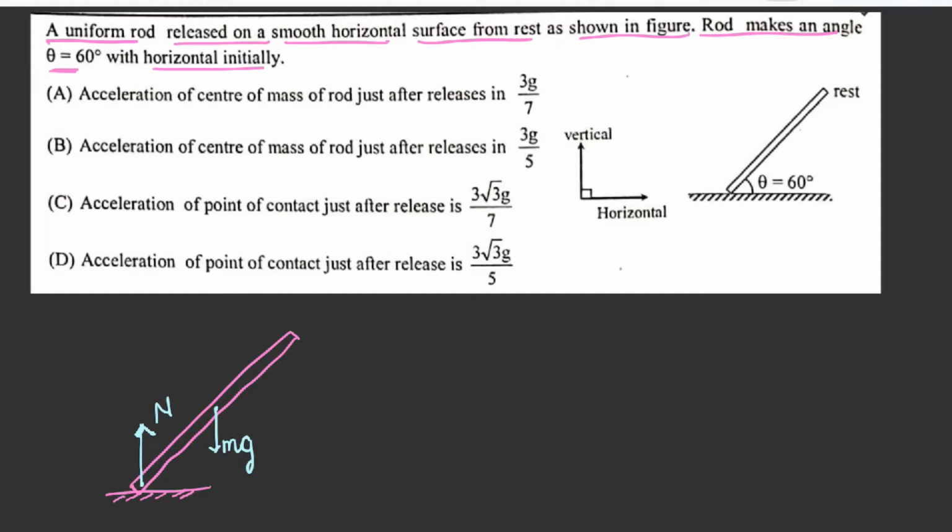Now could you please try to understand that this mg is a little bit separated from this point. So this will try to rotate the rod like this. With this rotation, since there is no friction here, slipping will take place here. So that means there is no friction, that's why slipping is taking place.